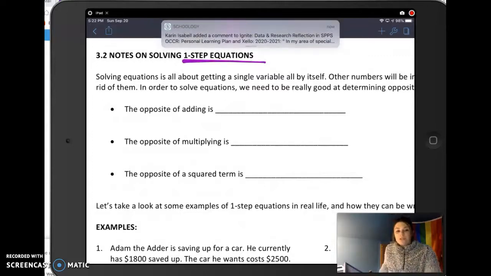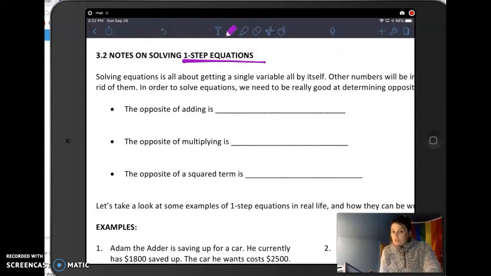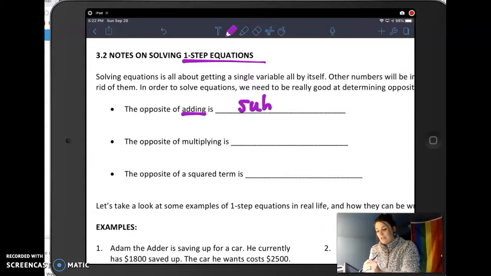And the most important thing you need to know about equation solving is that you're always undoing the operations that are around the variable. The goal is to get the variable alone, and so we kind of peel back the layers to get the variable alone. So it's important that we know what opposite operations are. The opposite operation of adding is subtracting. So if you added something and you wanted to undo that, you would subtract.